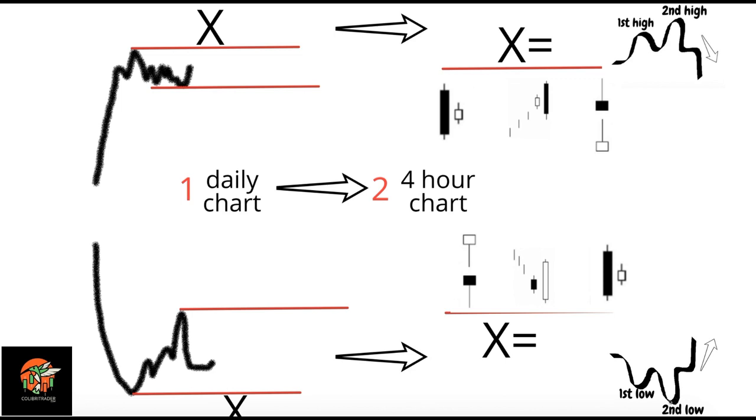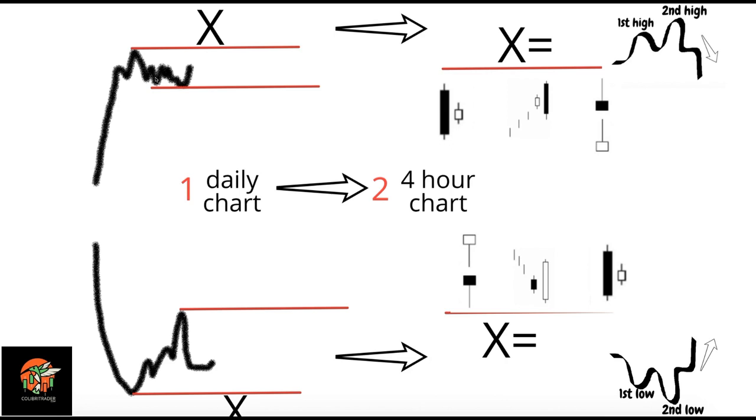So I'll be looking for a second low lower than the first low, and then a confirmation from price action, as you can see, any one of those candlestick patterns, and then and only then I'll be going to the 4-hour chart, where I would ideally like to see any one of those candlestick patterns as well that confirms what happened on the daily chart, and then and only then take a trade.